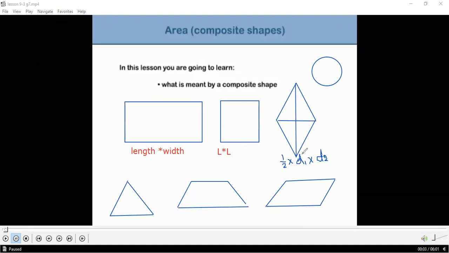Rahma, are you here? Yes, miss, I'm here. What about the diagonals? Are they equal or unequal? The diagonals in a rhombus, are they equal or not equal? Not equal. Thank you.